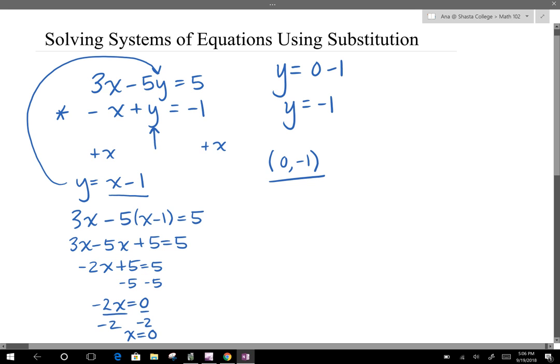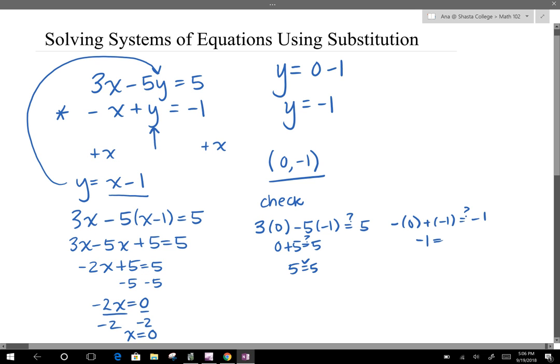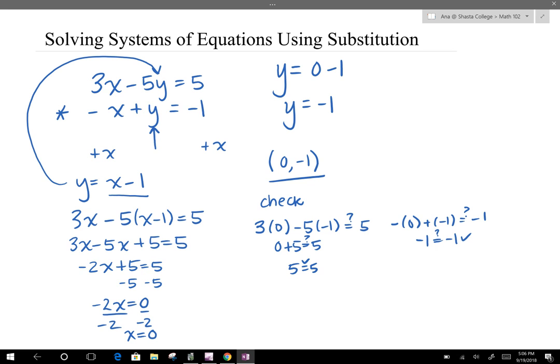I can verify this by checking. I plug in 0, negative 1 into both equations. The first equation, 3 times 0 minus 5 times negative 1. That is 0 plus 5, which does in fact equal 5. I check the second equation of negative x plus y equals negative 1. Negative 0, which is just 0, plus negative 1 is negative 1. Negative 1 does equal negative 1, and so I do have the solution to my system. And that is how you solve systems of equations using substitution.